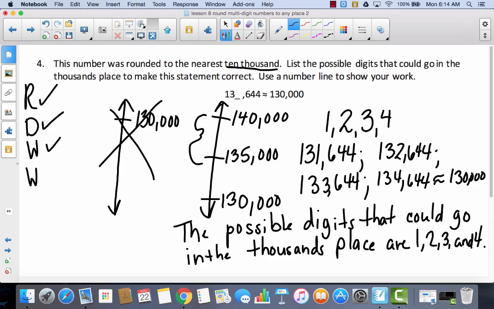What about 0? Could it be 130,644? Yes, it could. We better go back and change that because it could have been a 0 too. All right, so then we'll just add right here 130,644, and then I'll go ahead and put a 0 right here. So it could have been 0, 1, 2, 3, and 4 now that I think about it.